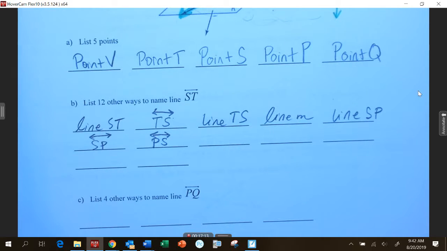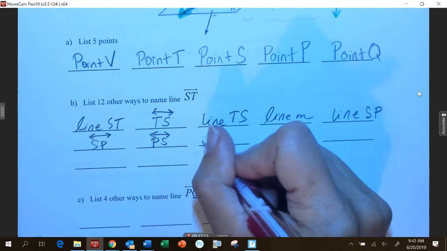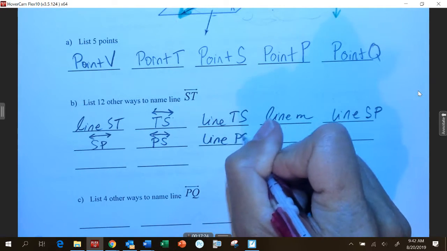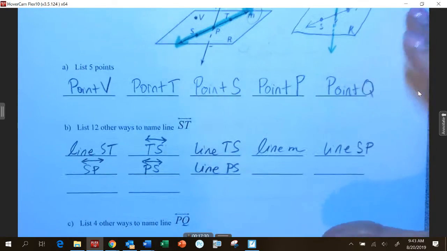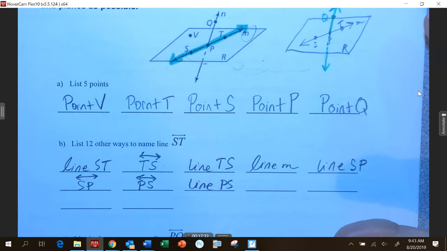Zach. Do you have another one? Line PS. With the word? Yeah. Line PS. Okay. So there must be 4 more. The 4 more blanks. Demaya, you got one?